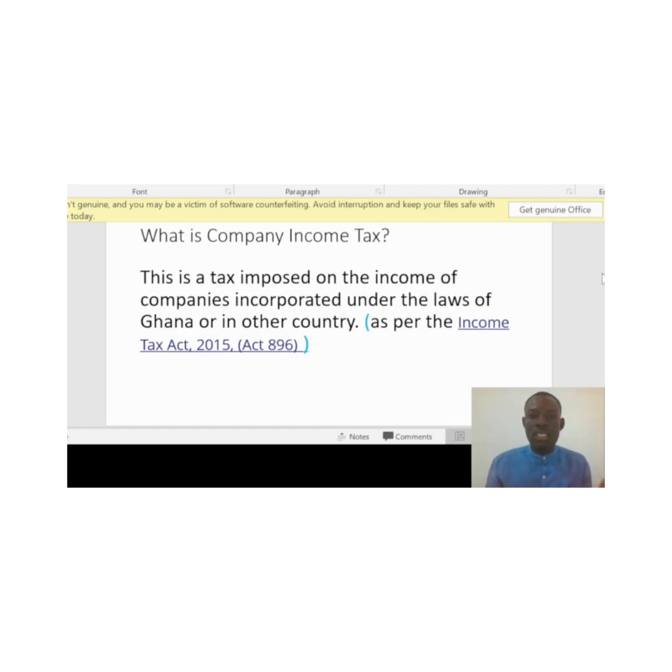In English, we say that company income tax is a tax imposed on the income of a company incorporated under the law of Ghana or in other country.